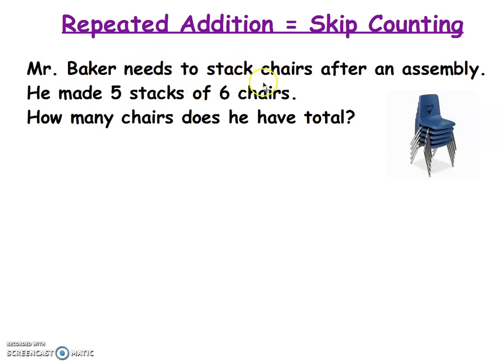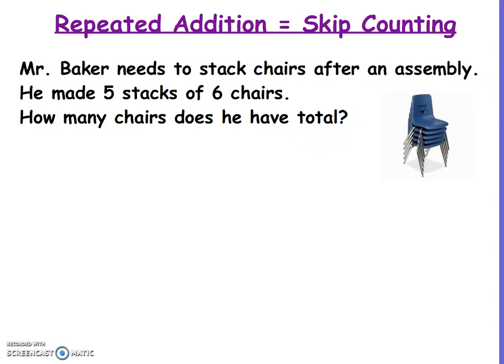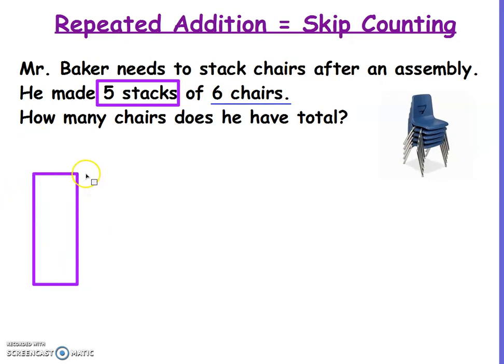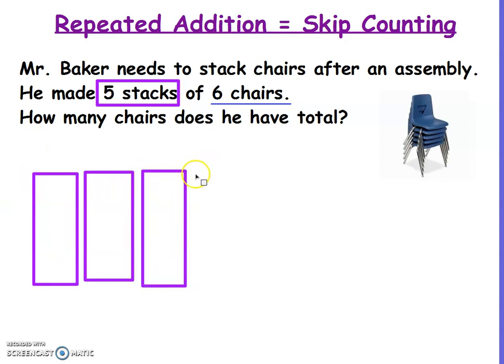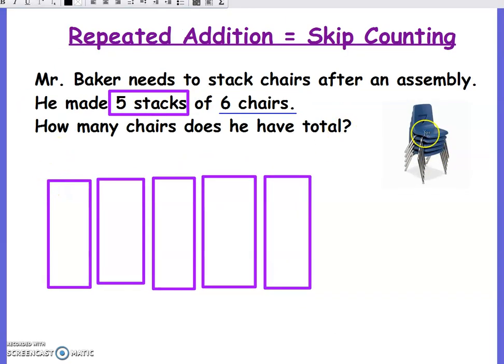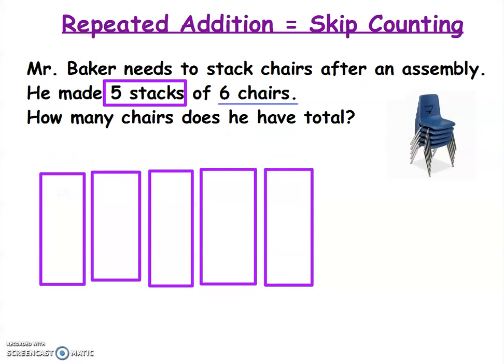So in this one, Mr. Baker needs to stack chairs after an assembly. He made 5 stacks of 6 chairs. How many chairs does he have total? So we're going to do the same thing, okay? He needs 5 stacks, and in each stack, he's going to have 6 chairs total. So he's got 1 stack of chairs, 2, 3, 4, 5 stacks of chairs, and in each one, he's going to have 6. 6 chairs plus 6 plus 6 plus 6 plus 6 equals.